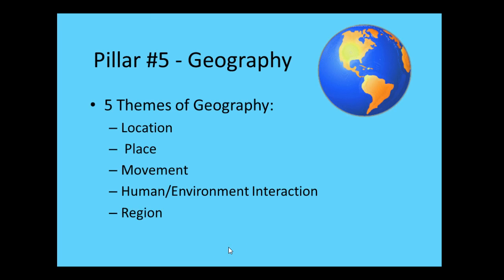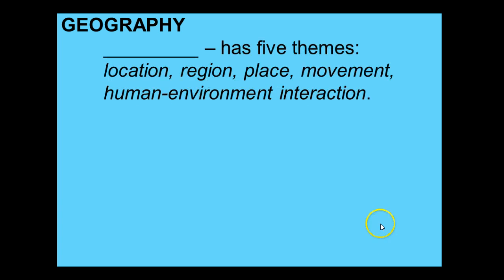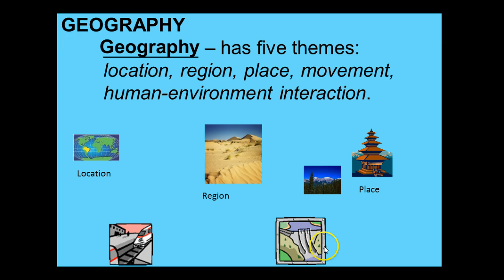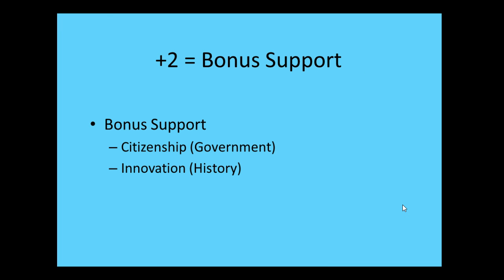Pillar 5 is geography. We divide geography into 5 themes: location, place, movement, human-environment interaction, and region. Geography, as we just said, has those 5 themes, and here are pictures that maybe will help you understand each theme a little better. The last one down here is the human-environment interaction, and this is movement here. Now, we talked about the 5 pillars, but we also said there were 2 bonus pillars, and we called them the bonus support. That is citizenship, which we'll learn about when we study government, and innovation, which we will talk about as we study history.